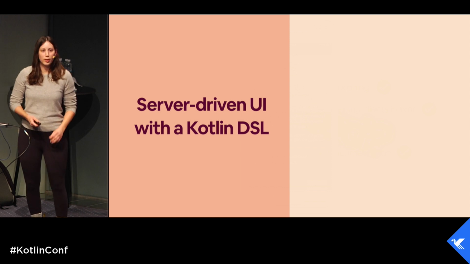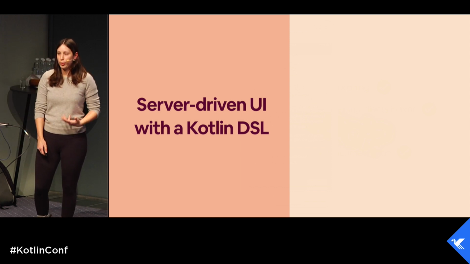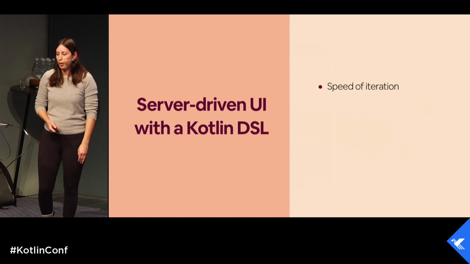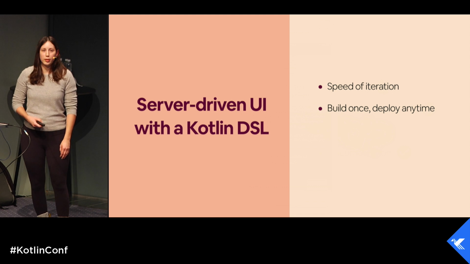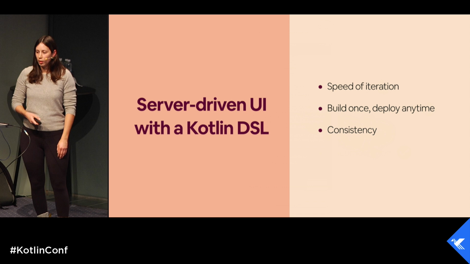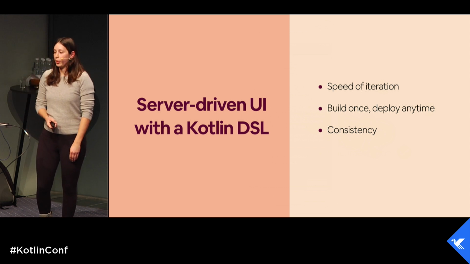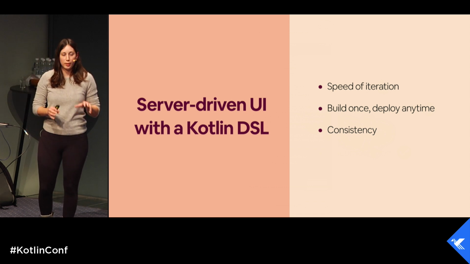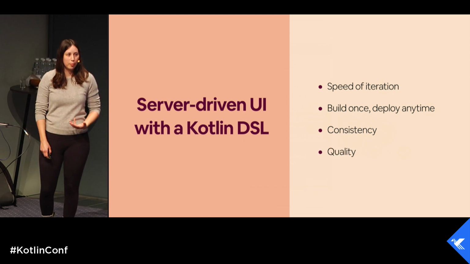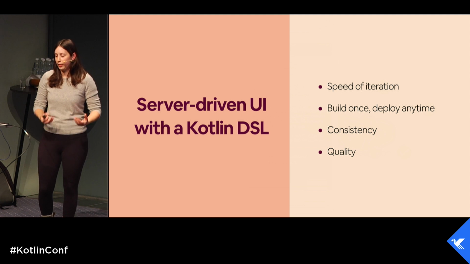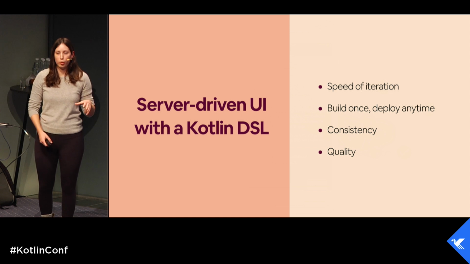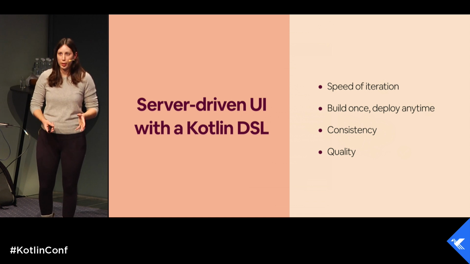So in conclusion, using a Kotlin DSL to power our server-driven UI framework increased our speed of iteration across Android, iOS, and web. It gave us the ability to build once and deploy instantly. It gave us better consistency across platforms, eliminating differences between the spec and the clients. And it gave us better quality with our app. Now, because we have this DSL powering everything, we can be confident with our testing framework that when we launch a new feature, it will be supported on the clients we expect it to be supported on.